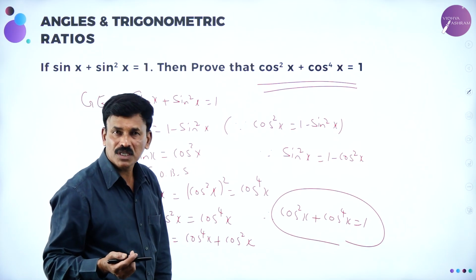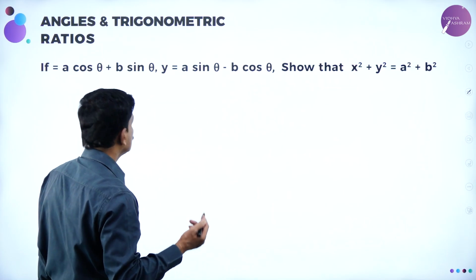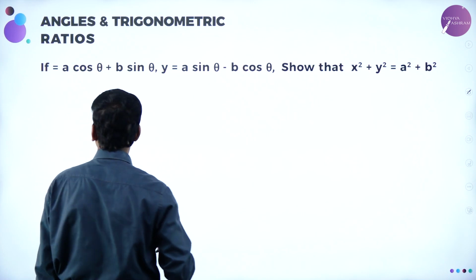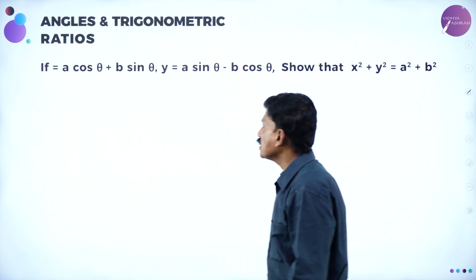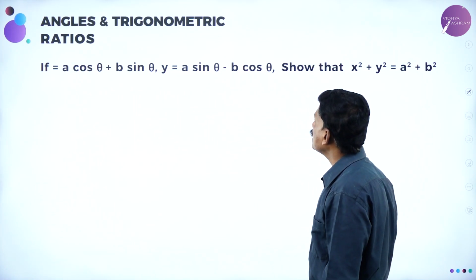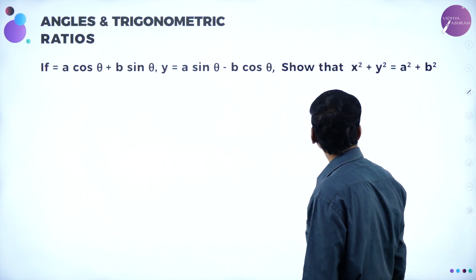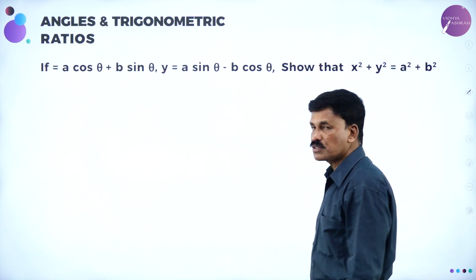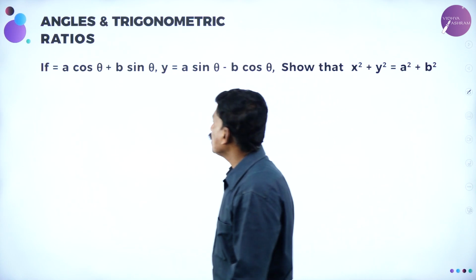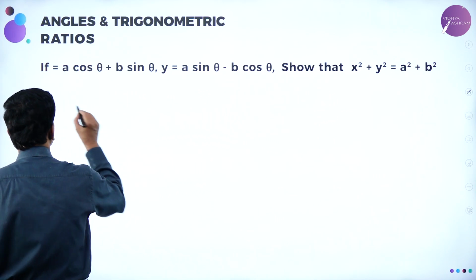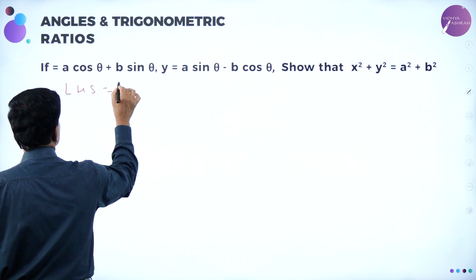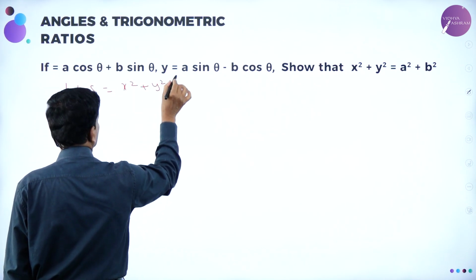Now, let us move on to the next problem, similar to the previous problem. If x is equal to a cos theta plus b sin theta, y is equal to a sin theta minus b cos theta, show that x square plus y square is equal to a square plus b square. Now, very simple as in the previous problem, let us take LHS. What is LHS? x square plus y square.